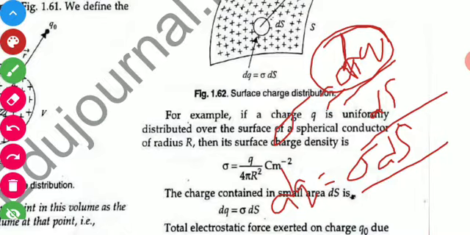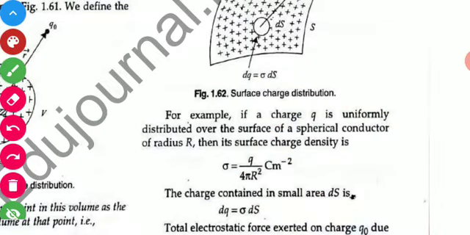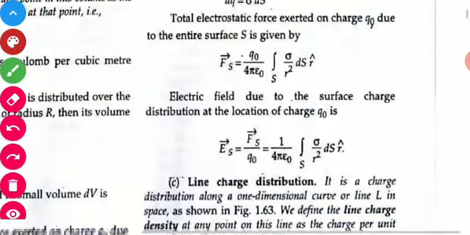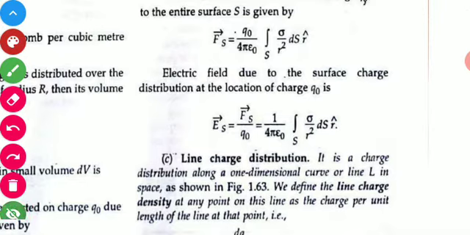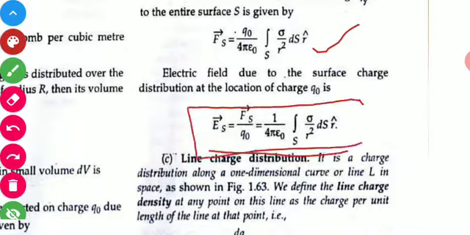Now from here we can put the value of dq in the expression of the force and we calculate the force. So here is the expression for the force, where we have put the value of dq. Instead of writing dq, we will write sigma ds, where sigma is the surface charge density. Similarly, we can find out the value of the electric field as we discussed in the volume charge distribution.